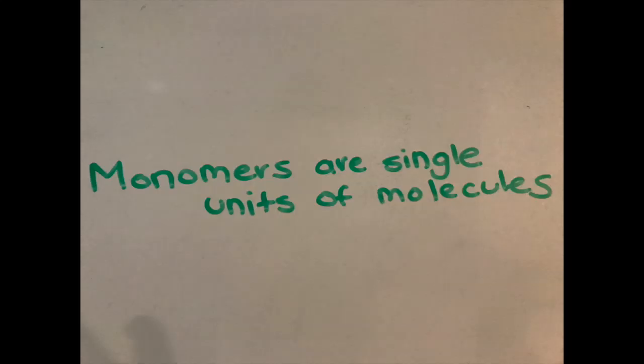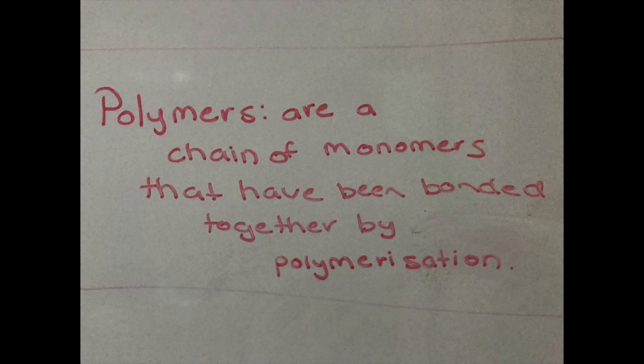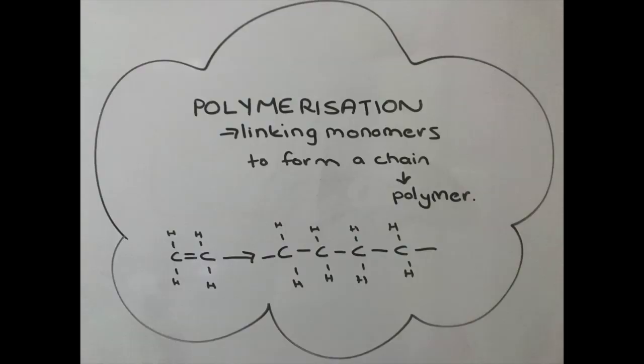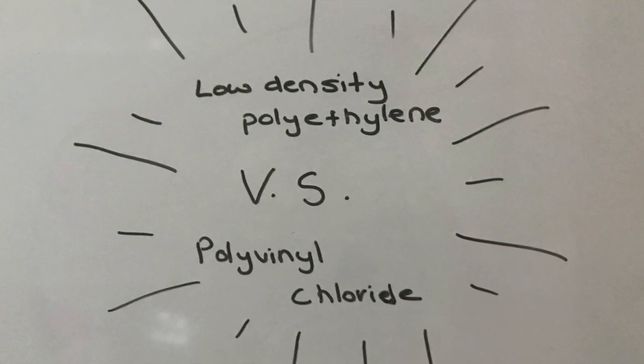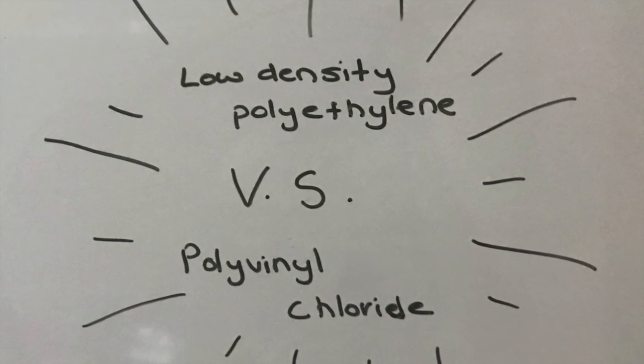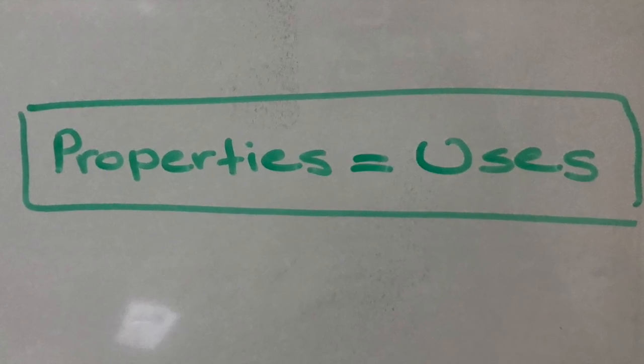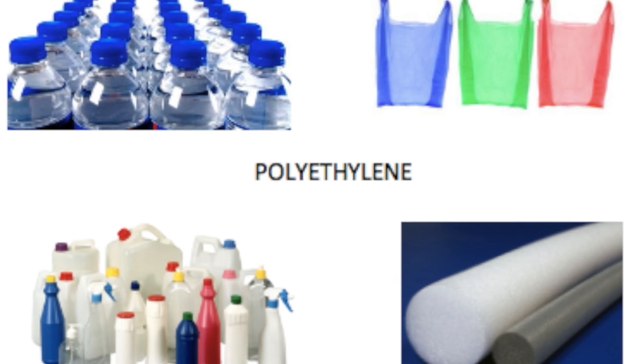Monomers are a single unit of a molecule. Polymers are simply a chain of monomers that are bonded together through the process of polymerization. In this video, addition polymerization will be explained through the use of two types of polymers, low-density polyethylene and polyvinyl chloride, also known as PVC, and the ways in which these properties relate to their uses.